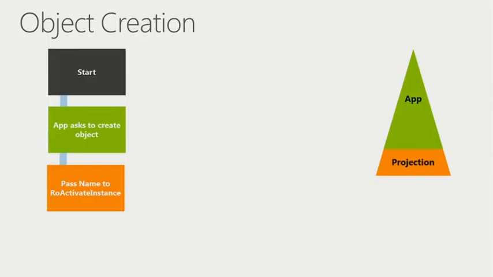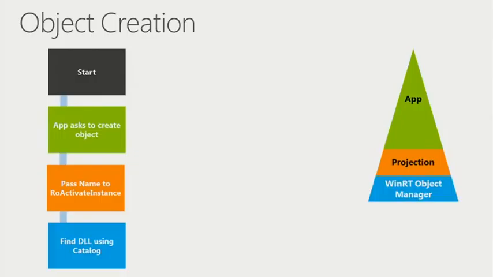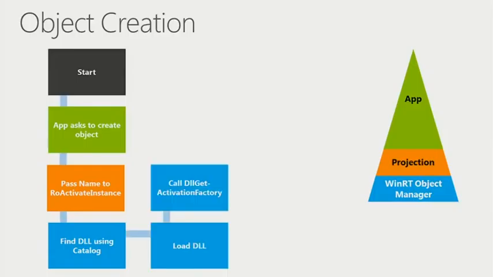And so that takes the name of the type and passes it to some function called RoActivateInstance. RO is the prefix in Windows to indicate those Windows Runtime APIs. And then that thing will look in the catalog in the registry and say, I want one of those file picker things. I know it's in shell32 and it lives over there. So it will find the DLL using the catalog where all those things are registered. It will load the DLL, and it will call something called DllGetActivationFactory. And that thing is now responsible to new up an object, whether it's in process or out of process or anything, any activation mode we support.